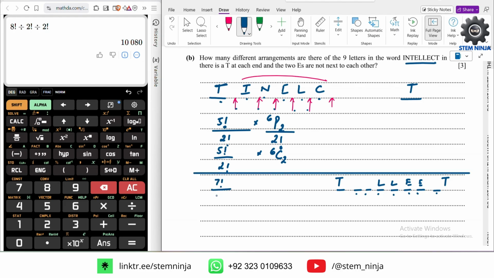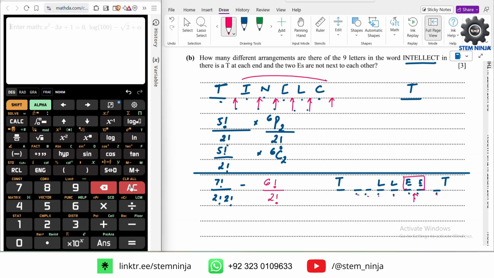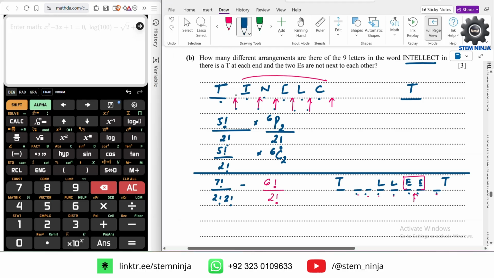7 factorial divided by 2 factorial for the L's, minus when the E's are together. So when E's are together, we will consider them as one unit. So 1, 2, 3, 4, 5, 6 divided by 2 factorial for the two L's. So let's see what answers we get from each of them and whether they match or not.